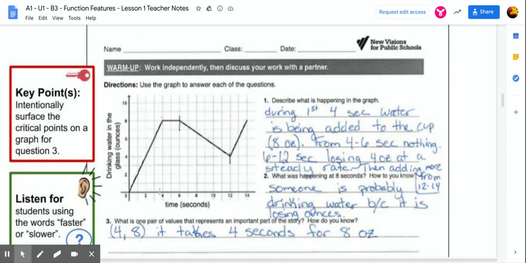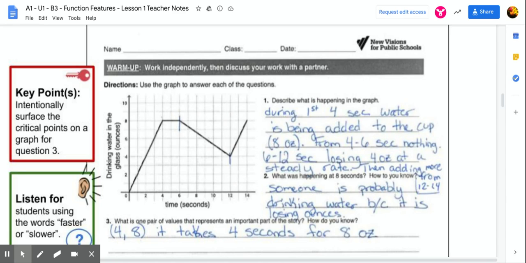During the first 4 seconds in this problem, water is being added to the cup. It goes up to 8 ounces. It's being filled at a steady rate. Then, from 4 to 6 seconds, nothing's happening. The drinking water is staying at 8 ounces for 2 seconds. Then, from 6 to 12 seconds, the drinking water is going down exactly 4 ounces at a pretty steady rate. Then from 12 to 14 seconds, the water level increases again.